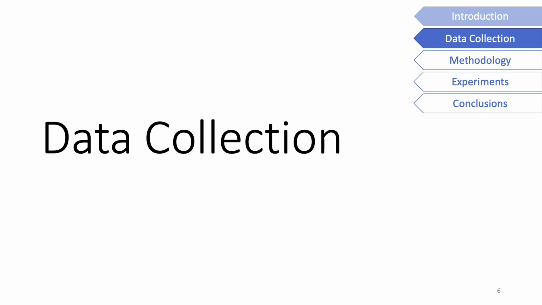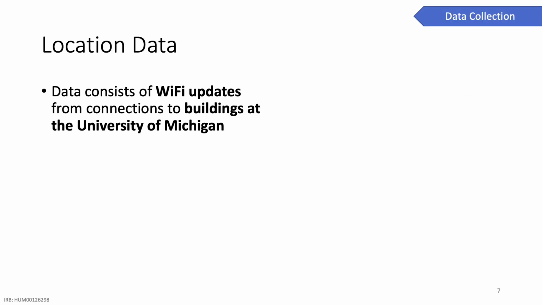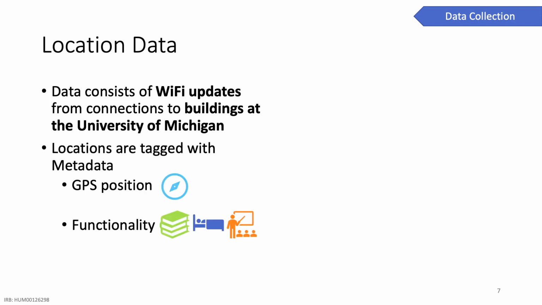Now I'm going to talk about our data collection. The data consists of Wi-Fi updates from connections to buildings at the University of Michigan. The locations are tagged with metadata including the GPS position and a functionality. The functionality is manually labeled and it includes labels like class, study, dorm, lab, and library. We label each location with one or two functionalities.